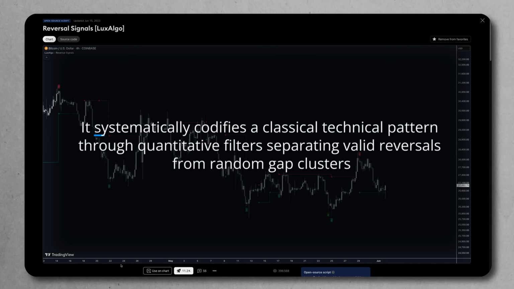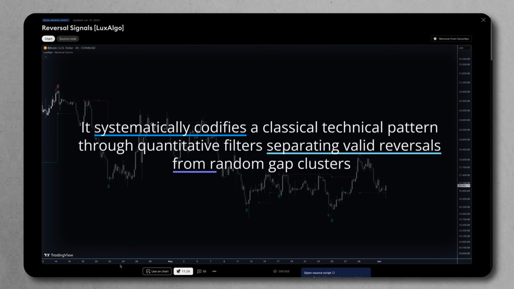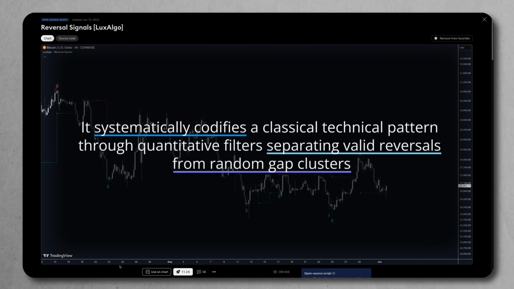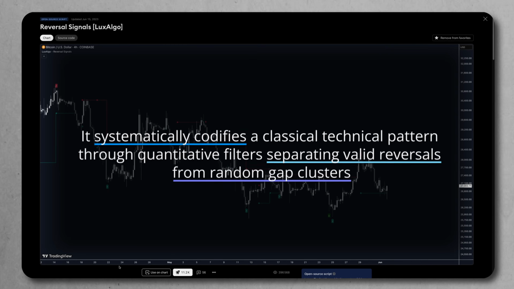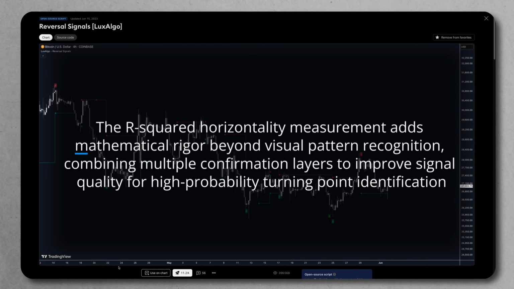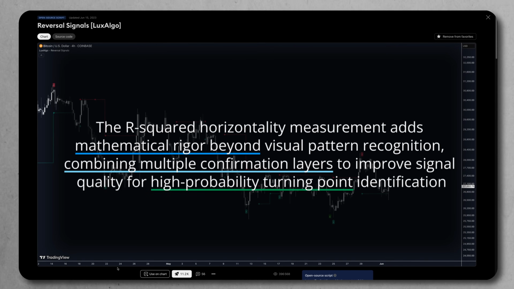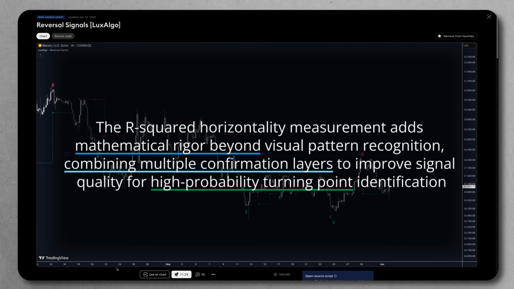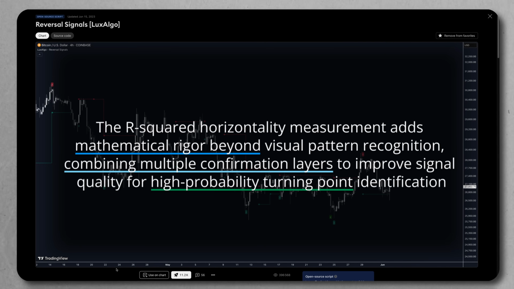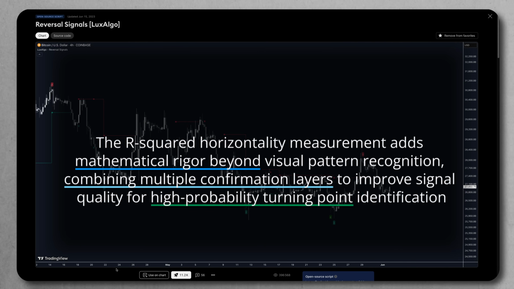It systematically codifies a classical technical pattern through quantitative filters, separating valid reversals from random gap clusters. The R-squared horizontality measurement adds mathematical rigor beyond visual pattern recognition, combining multiple confirmation layers to improve signal quality for high-probability turning point identification.